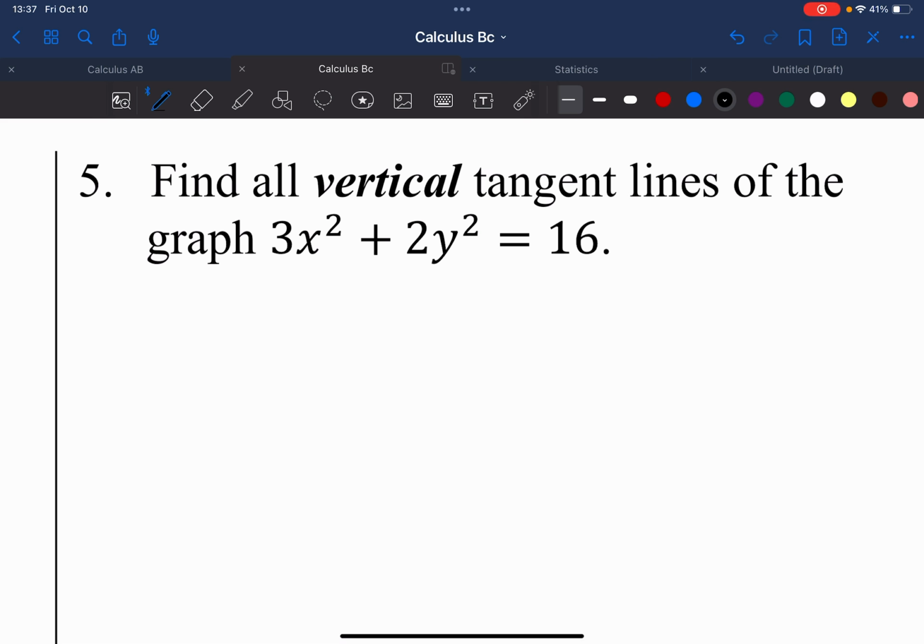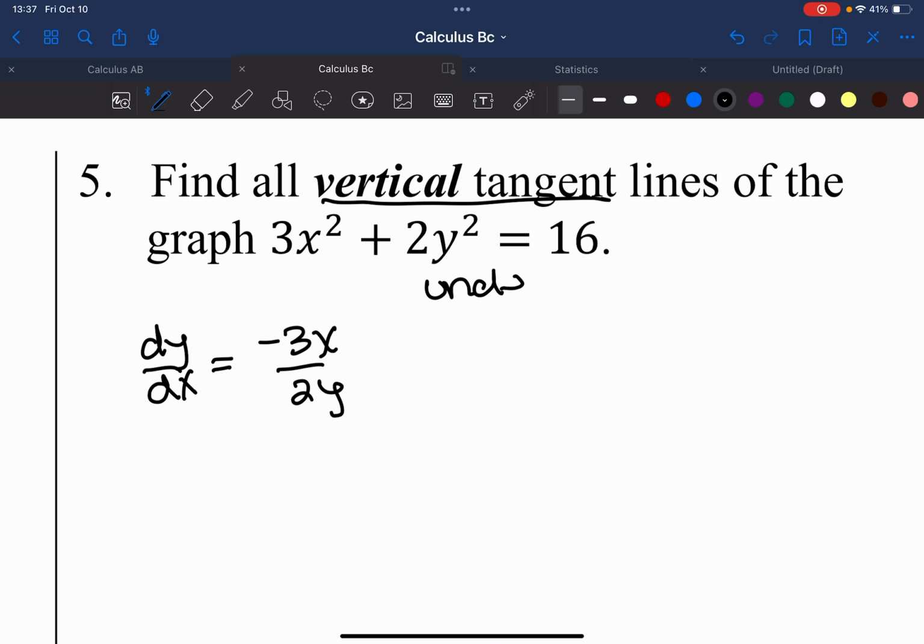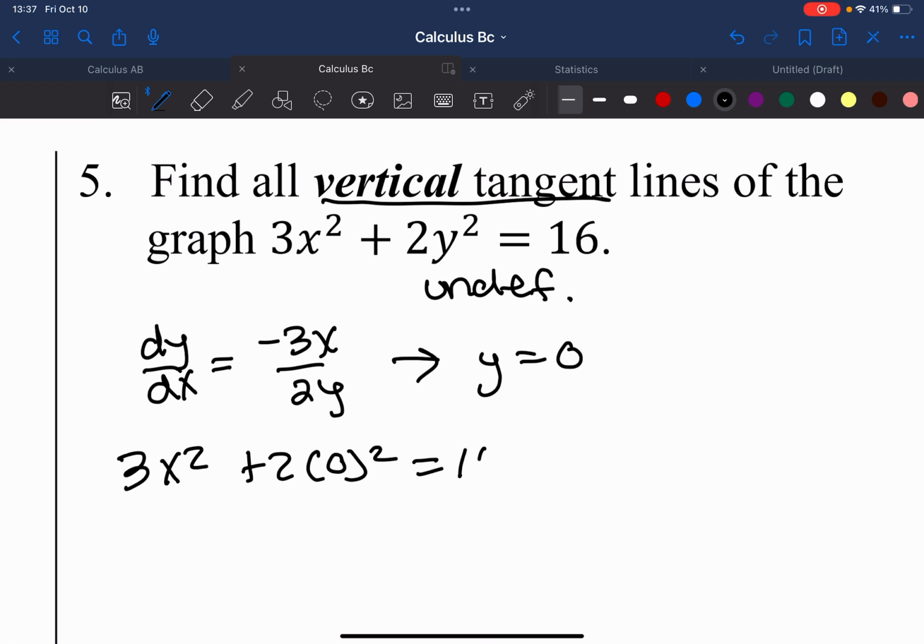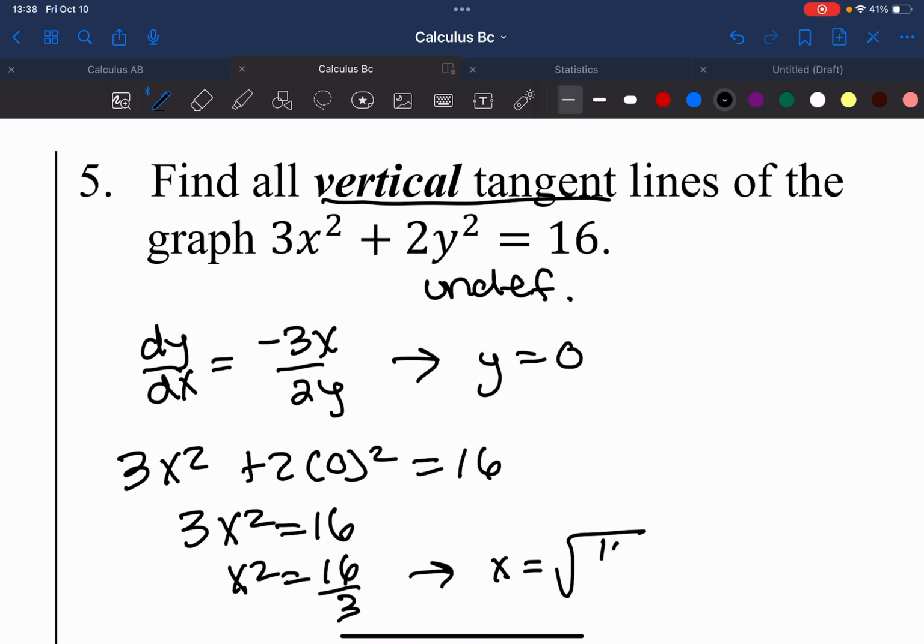For number 5, it says find all vertical tangent lines of the same function. Well, we already know that dy/dx is equal to negative 3x over 2y. Since it's a vertical line, we want this to be undefined. The only way that this could be undefined is if y was equal to 0. So if y is equal to 0, we have 3x squared plus 2 times 0 squared is equal to 16. So 3x squared is equal to 16 means that x squared is equal to 16 over 3. So x is equal to the square root of 16 over 3, which is 4 over the square root of 3.